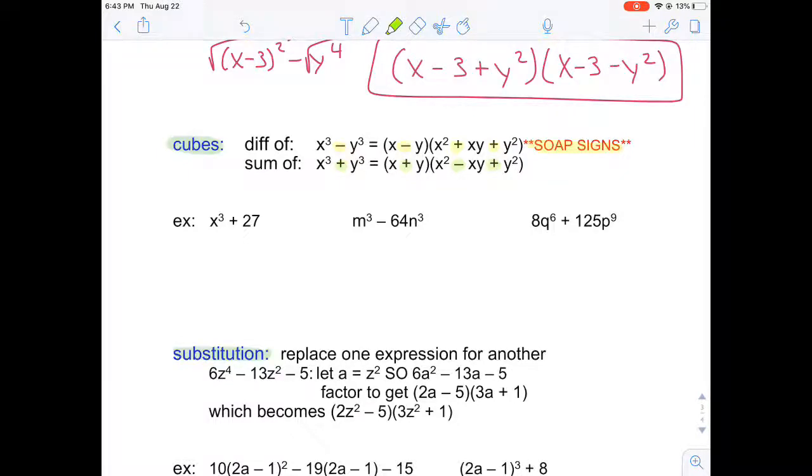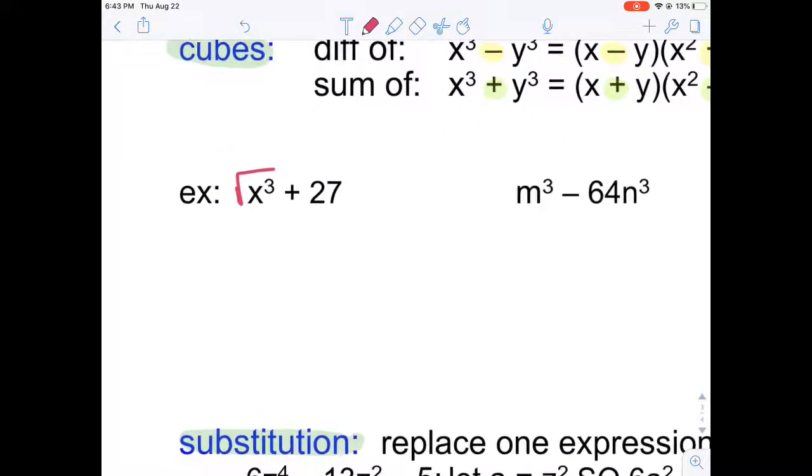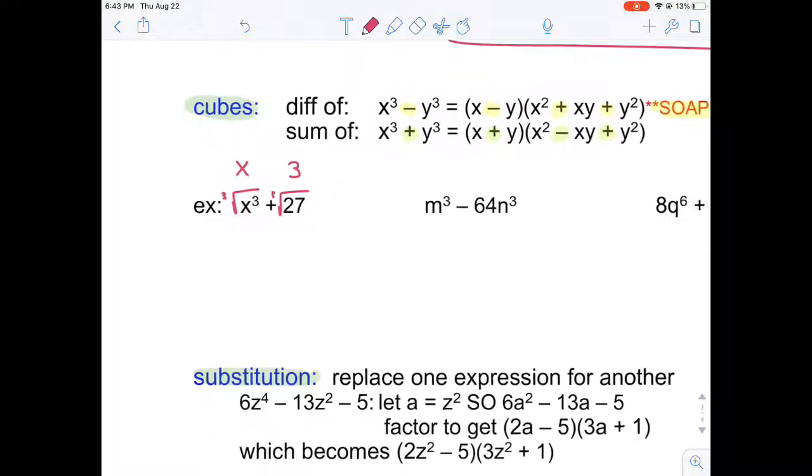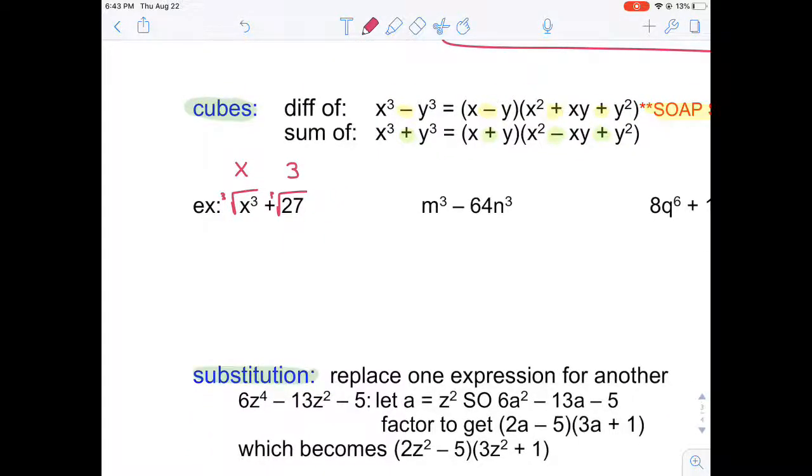So we look at the first example, which is the sum of. Okay, if I look at this, I can take the cube root of both of these. So I've got to figure out what that cube root is. Okay, so in the first one it's x, and the second one it is 3. So when we look at that formula, the x and the y refer to our cube roots. So in our formula, it's x plus y. So our cube root of the first one, which is x, plus the cube root of the second one, which is 3.